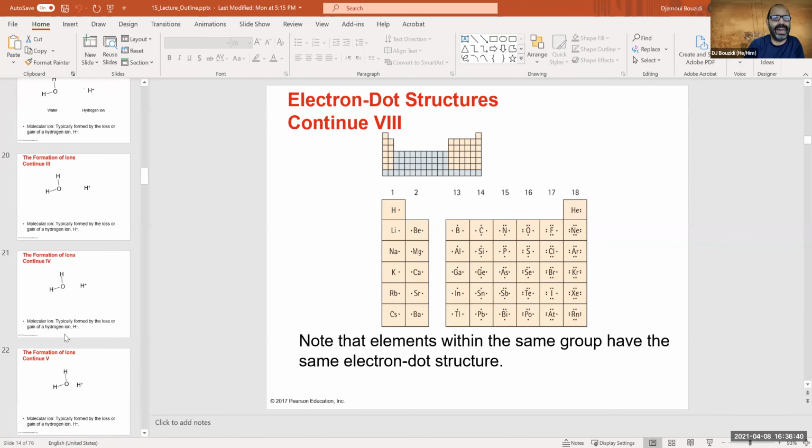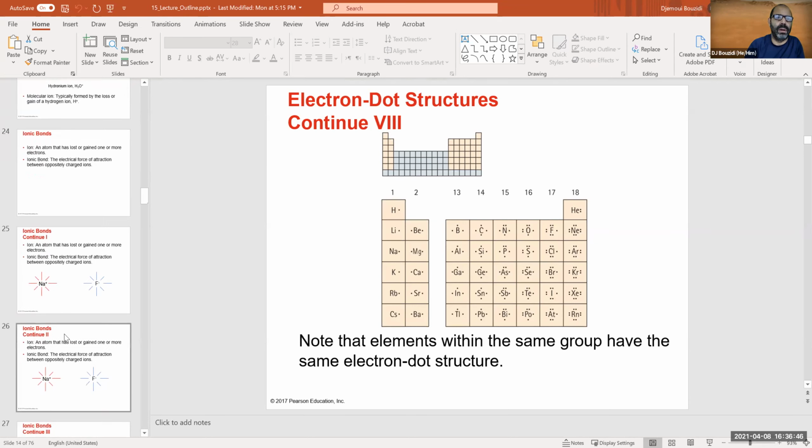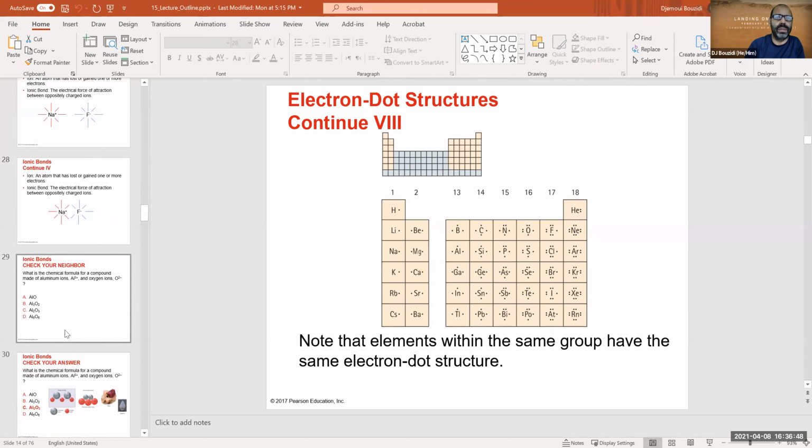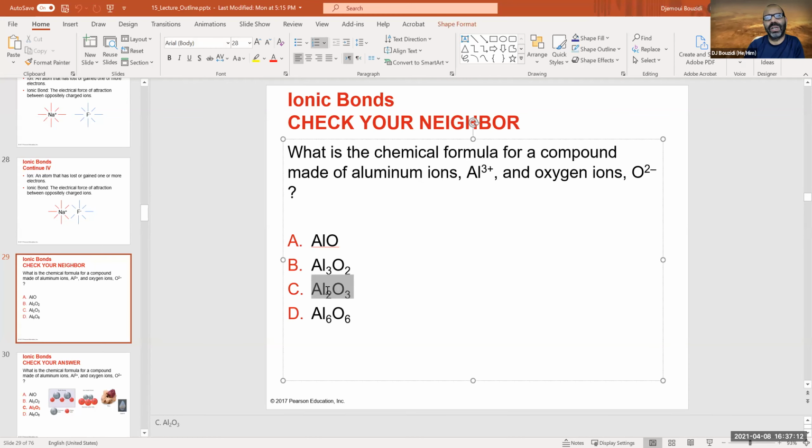If you are math inclined, you use what is called the least common multiple of the 2 numbers. In this case, the least common multiple of 3 and 2 is obviously 6, because 3 times 2, those being prime numbers, is 6. How can I make 6 out of 3? By multiplying it by 2. How can I make 6 out of 2? By multiplying it by 3. So the correct configuration is Al2O3. This is the most stable.